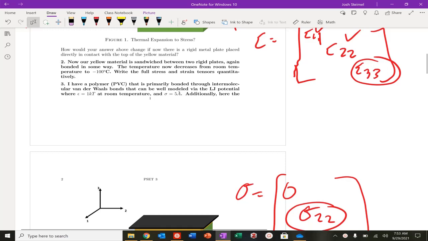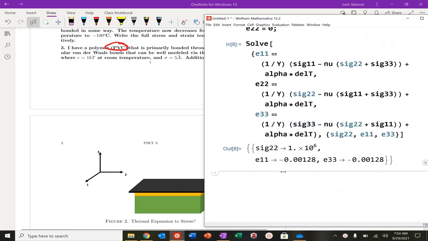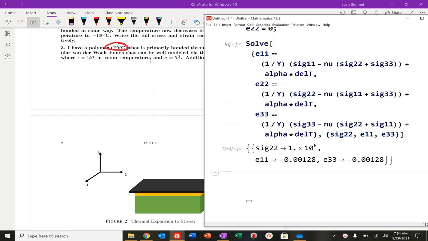And we are back. So let's do problem 3 right now. So I have a polymer, PVC, that is primarily bonded through intermolecular bonds. It can be modeled via the Lennard-Jones potential. So let's go ahead and start to, again, evaluate, clear my kernel. I know that I can model the ULJ is equal to, let's go ahead and confirm.